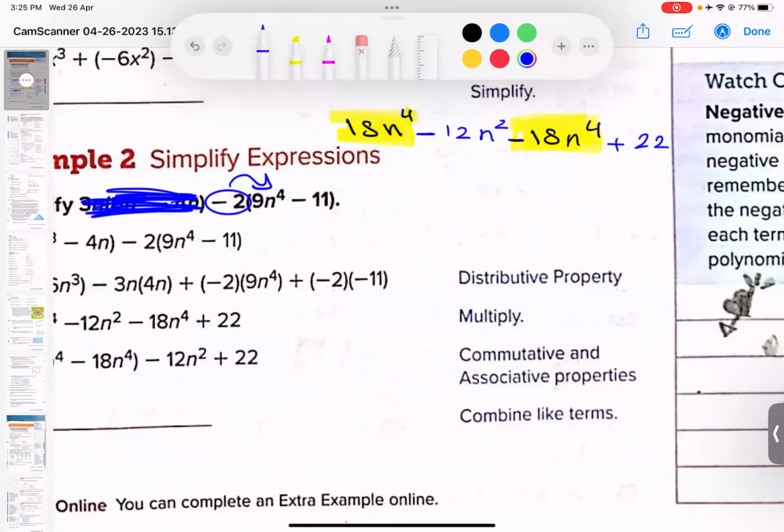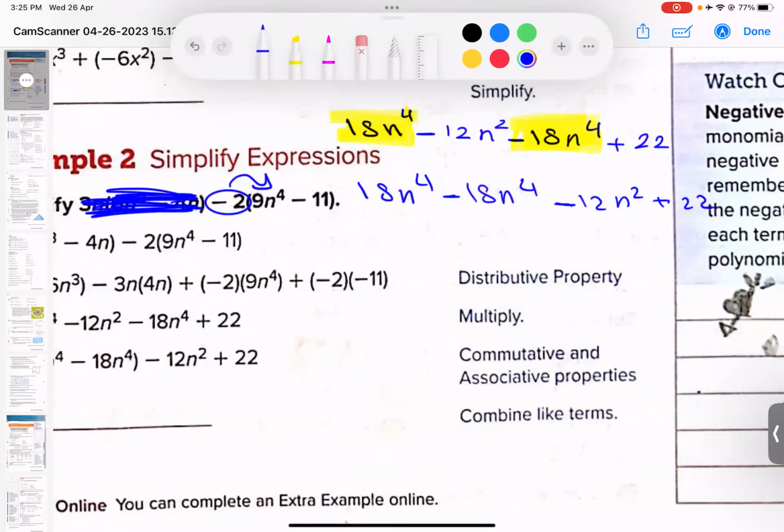Sometimes he asks me to show you why, to show the steps. So in this case, we need to switch their places because right now I'm going to use the commutative property. The commutative property is just that I'm trying to switch their places to be able to combine them together. Here we have 18n^4 minus 18n^4 negative 12n^2 plus 22.